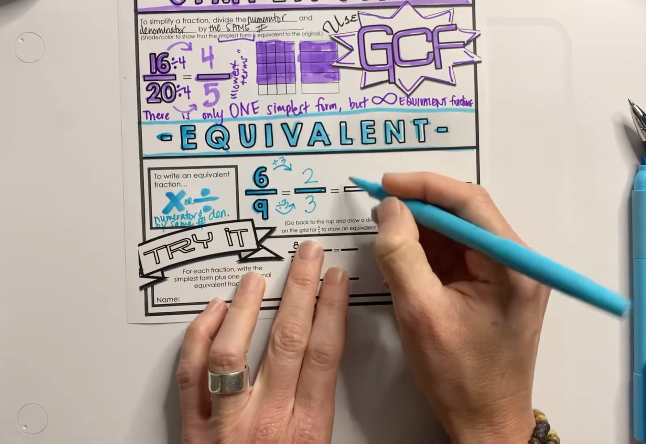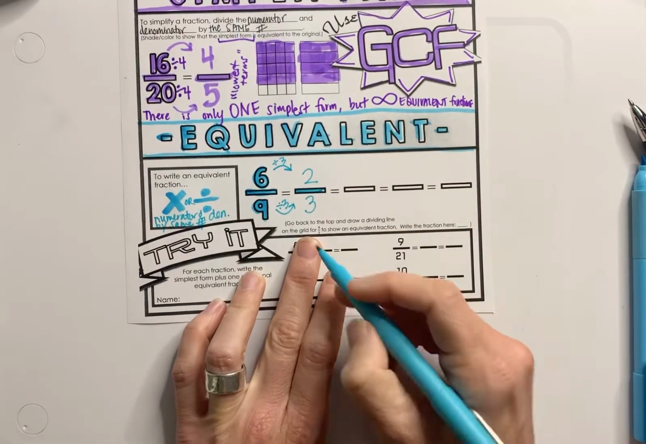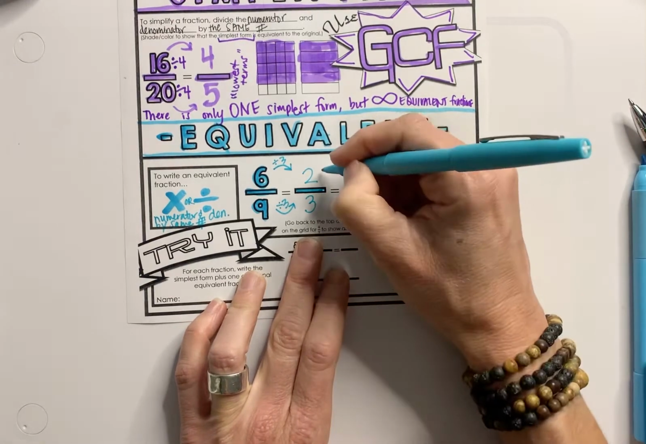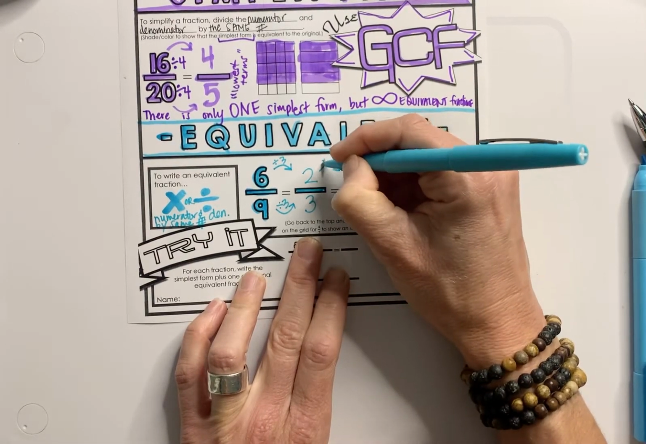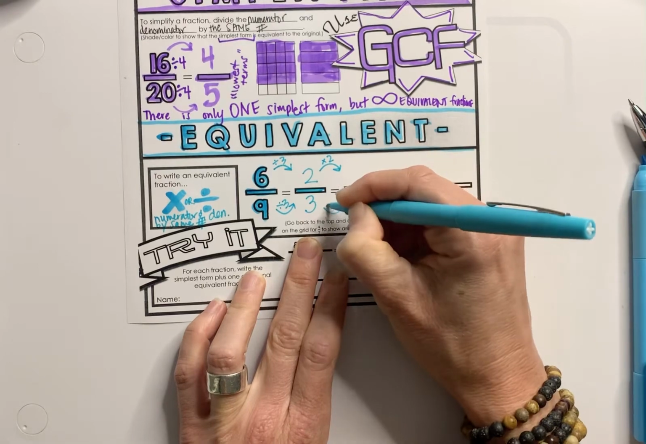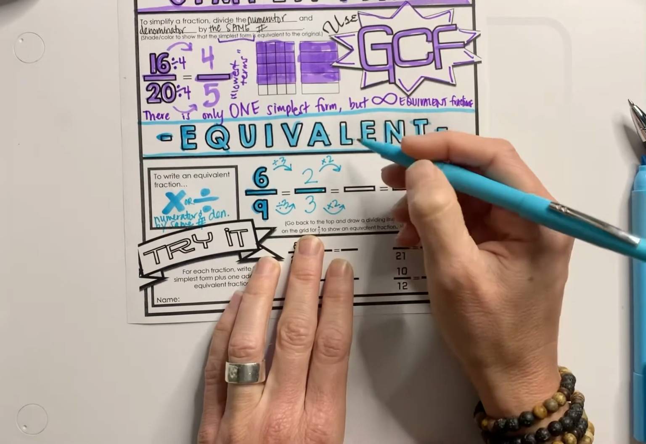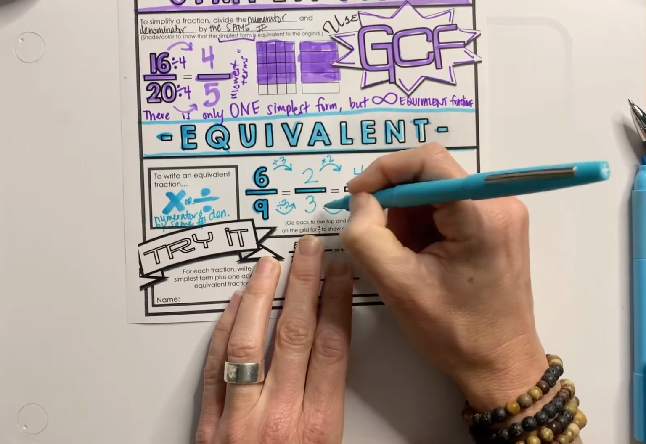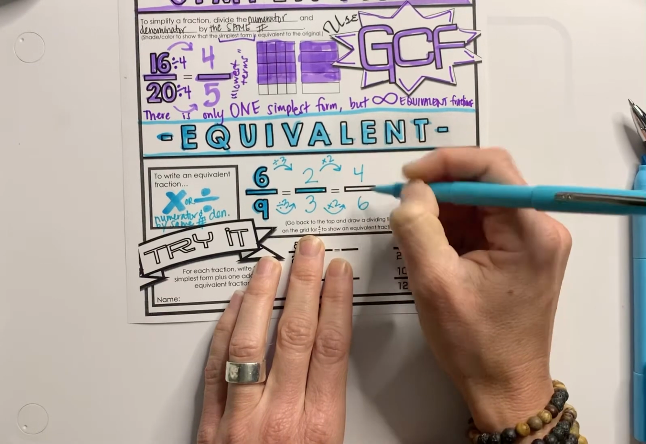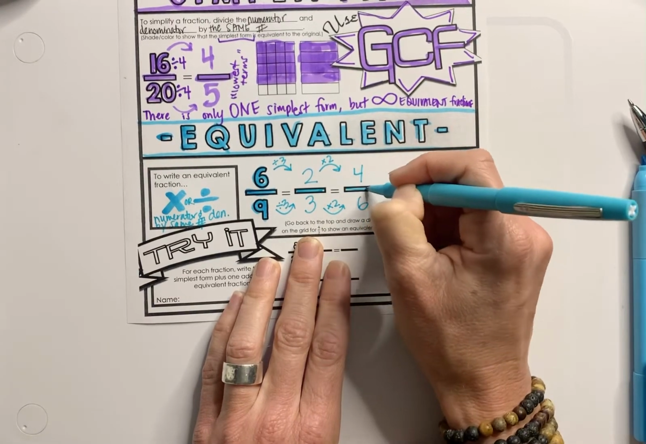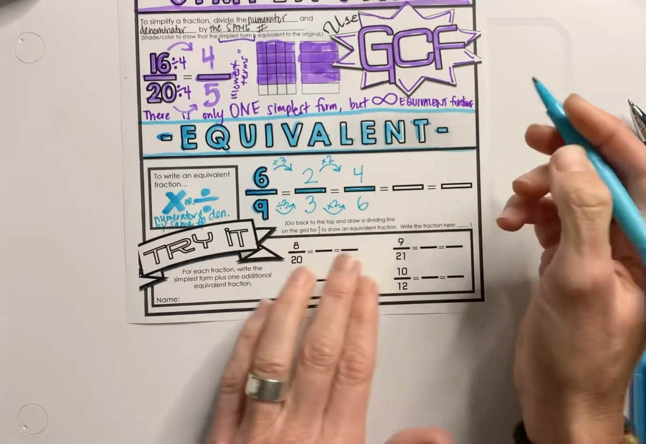Now, what if I were to multiply the numerator and the denominator by the same number? Let's say I multiply by 2. Now I have an equivalent fraction. 2 times 2 is 4. 3 times 2 is 6. 4/6 is equivalent to 2/3, which is equivalent to 6/9.